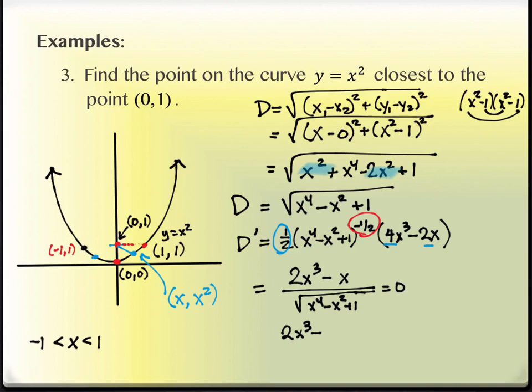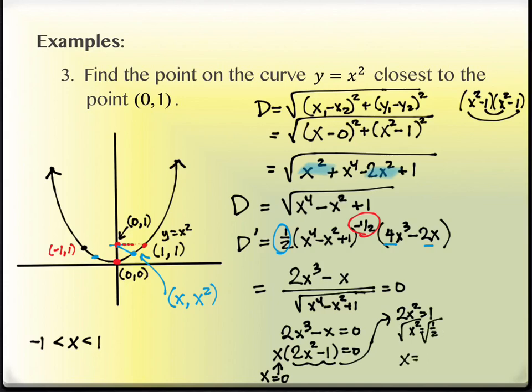So if I have 2x cubed minus x equals 0, I can factor this, pull out an x. I have 2x squared minus 1. This one is x equals 0. This piece right here would give me 2x squared equal to 1. X squared is 1/2. And I put the square root on, so x is equal to positive and negative square root of 1/2. Generally, we don't leave it written that way. We would rationalize the denominator. So we would end up with positive and negative square root 2 over 2.